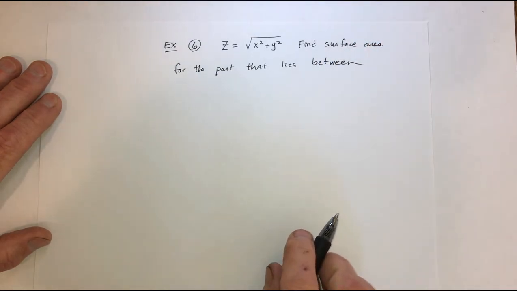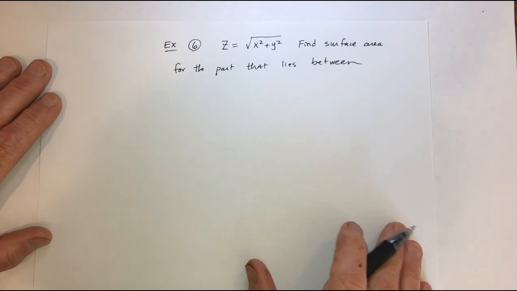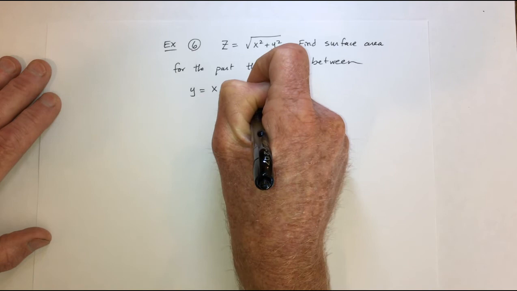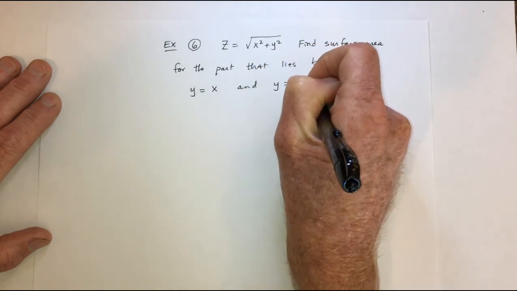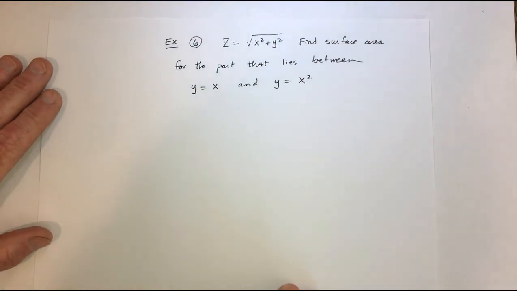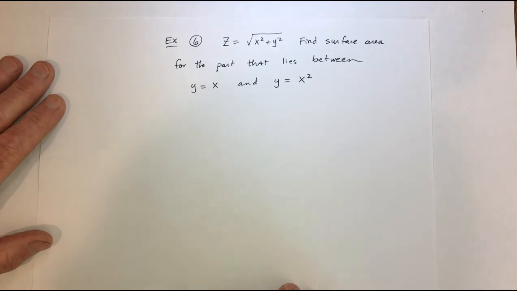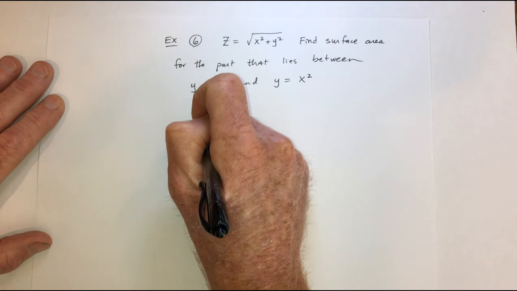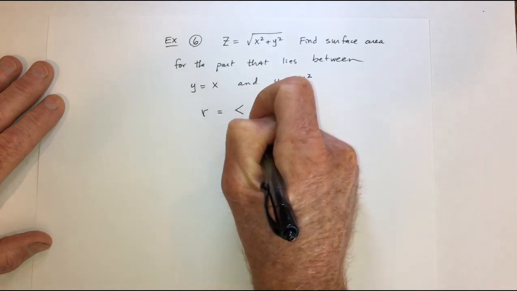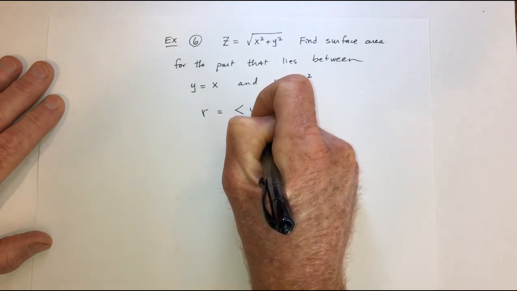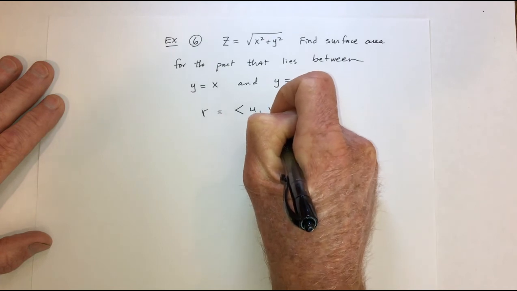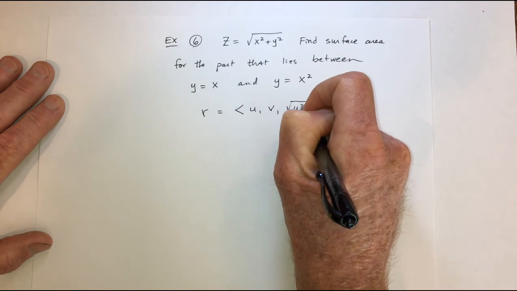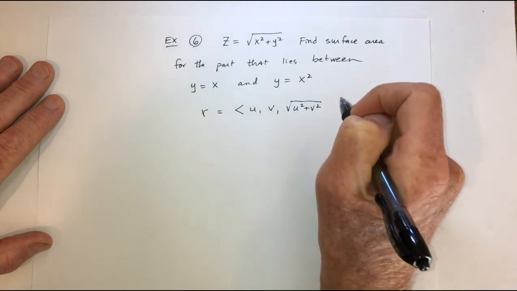Find the surface area of that cone for the part of it that lies between y equals x and y equals x squared. So first of all, make this into a parameterized function. So r equals, replace the x with u, replace the y with v, and then replace the z with the square root of u squared plus v squared.